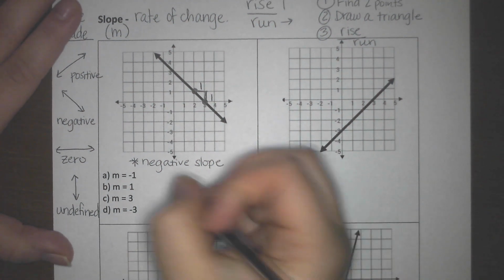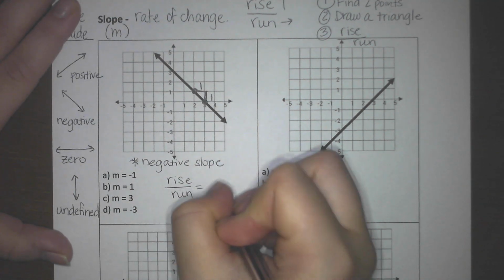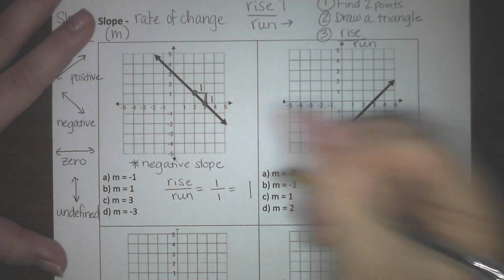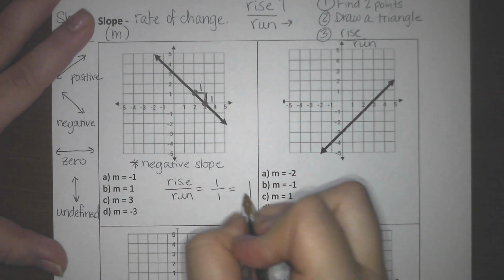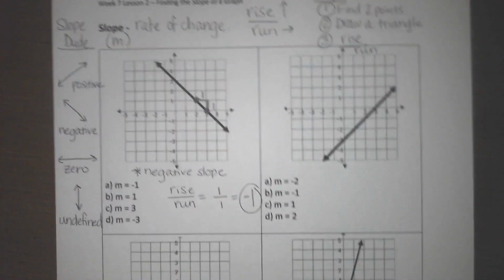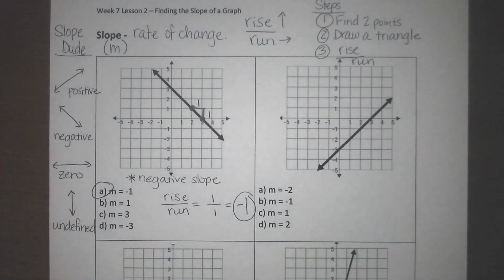And then you want to do rise over run, which was 1 over 1, which 1 divided by 1 is just 1, but we know it's a negative slope, so it's negative 1. And that's our slope. So then I look at my multiple choice, and it looks like A is my answer.